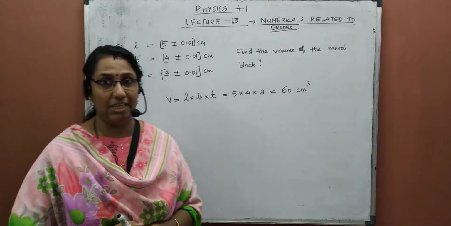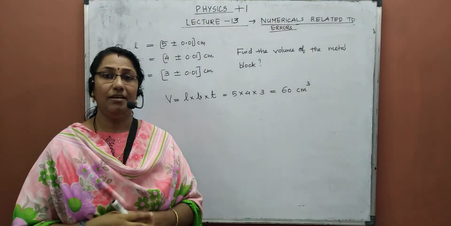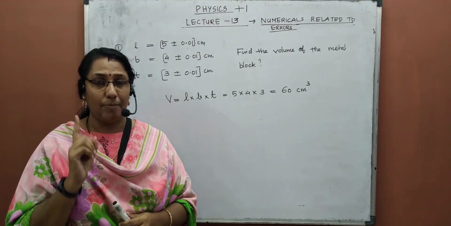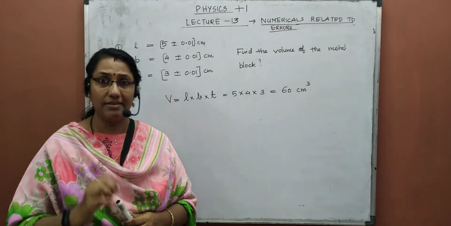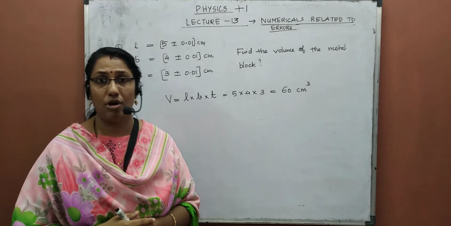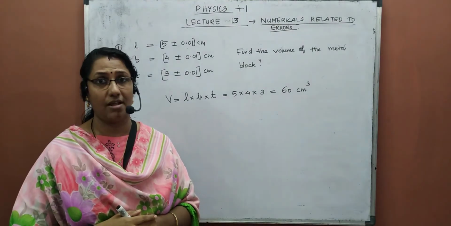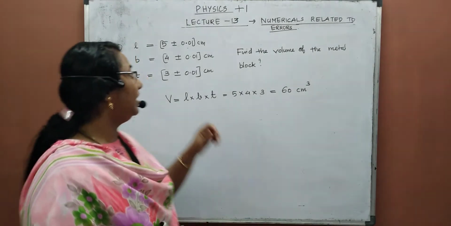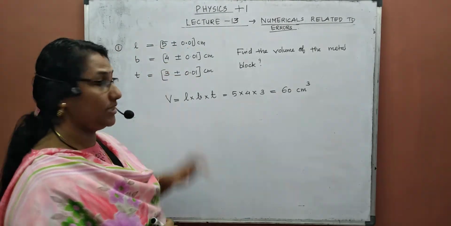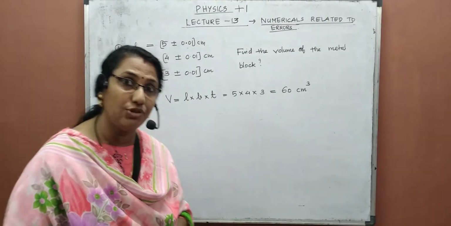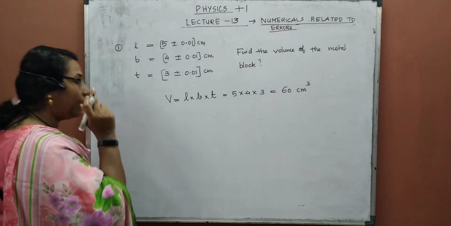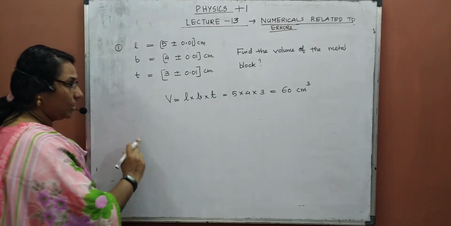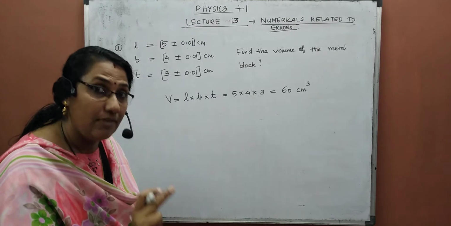This is multiplication. How to take the errors in multiplication? There we have studied that the error in the product of two quantities is always taken by taking the relative error or percentage error. We never add 0.01, 0.01, 0.01 directly. At first we have to take the relative error. In multiplication, we have to add the relative errors only.